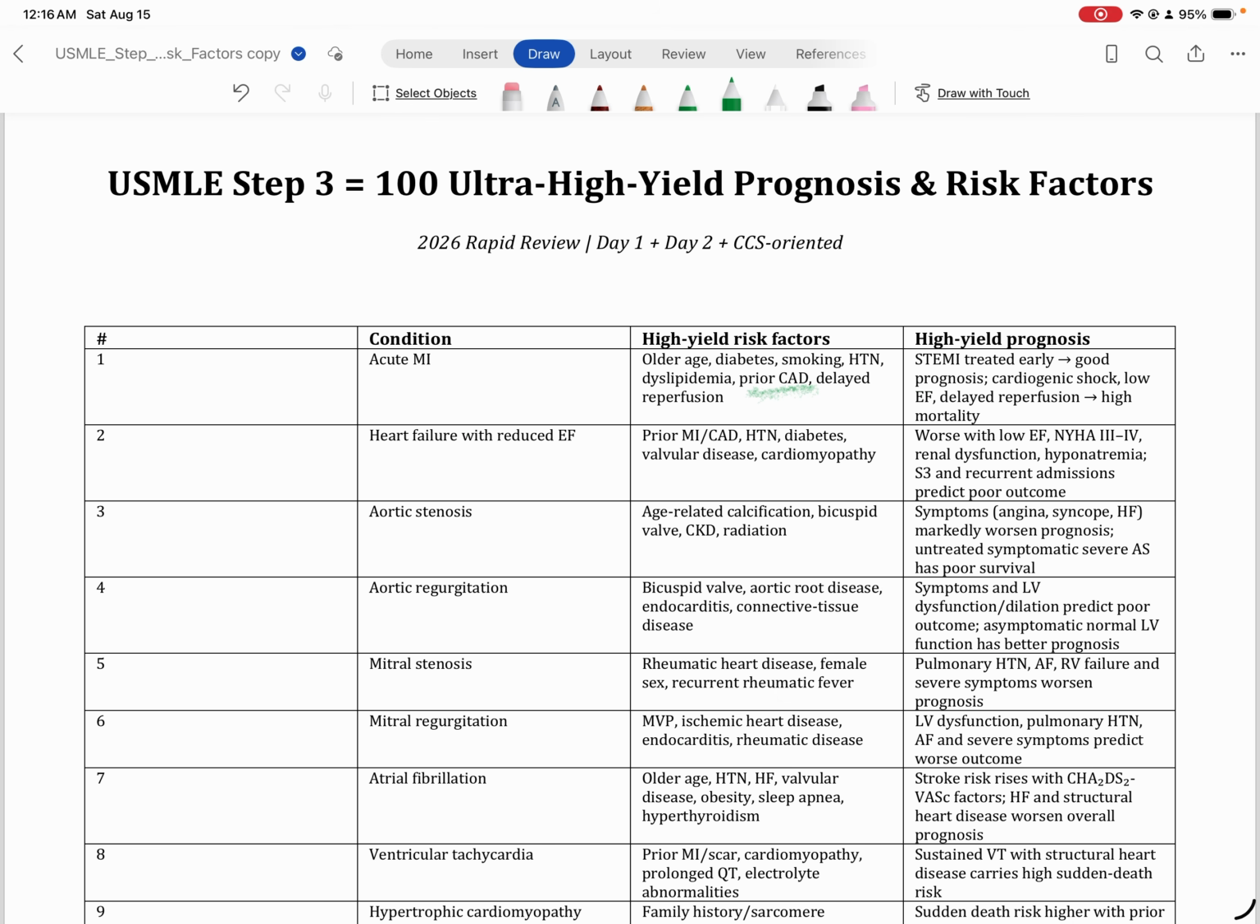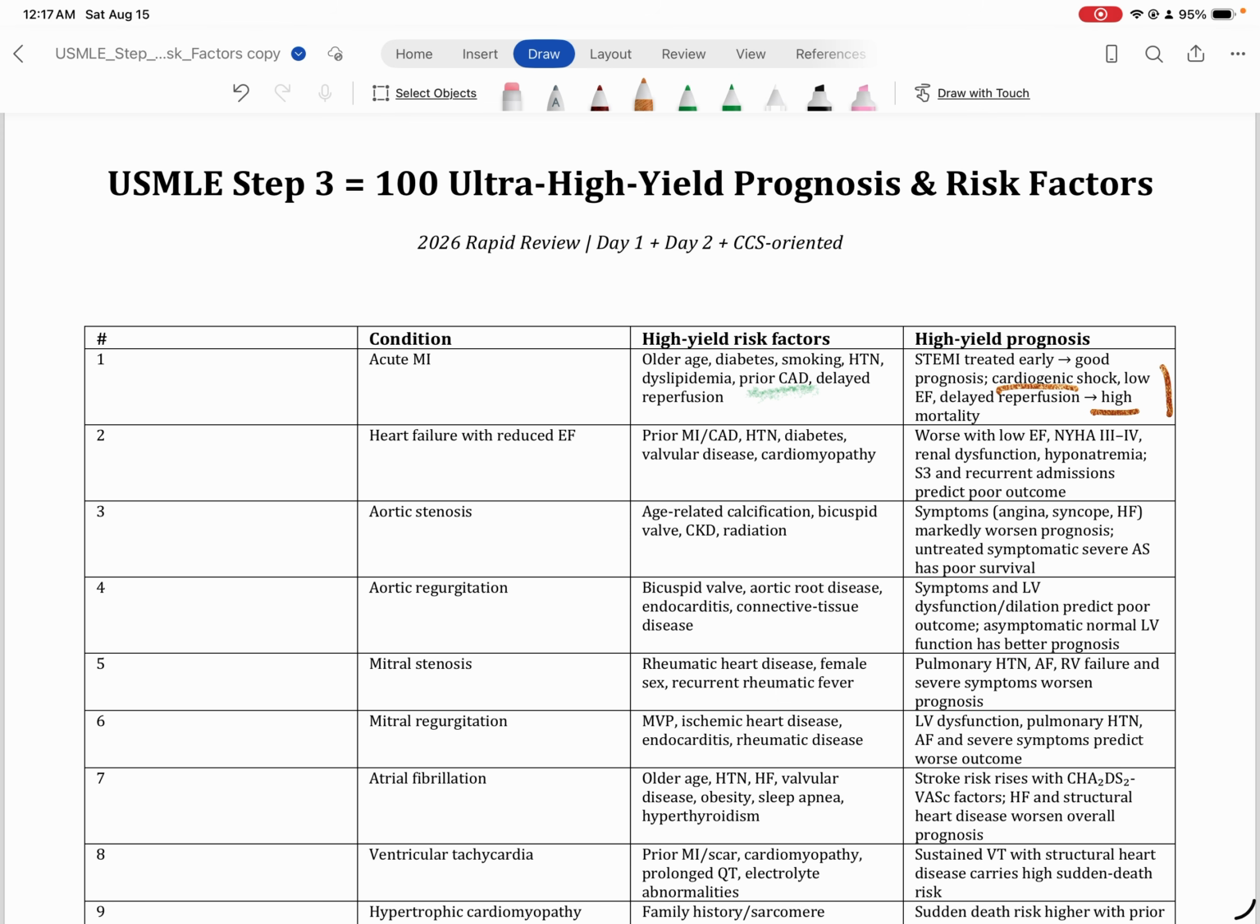So, acute MI prognosis: if the patient has early presentation to the hospital, he presents within a few minutes and he has ST elevation MI, that is a good prognosis. And if patients present later to the hospital, like after a couple of hours, then the prognosis is relatively poor and they can present with cardiogenic shock, low ejection fraction, delayed reperfusion, and all of these presentations have high mortality.